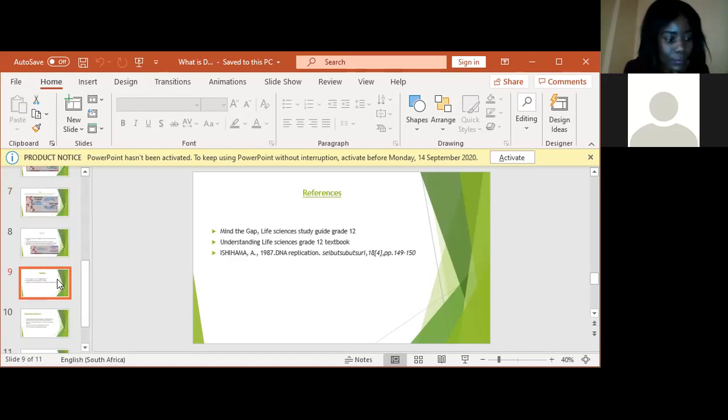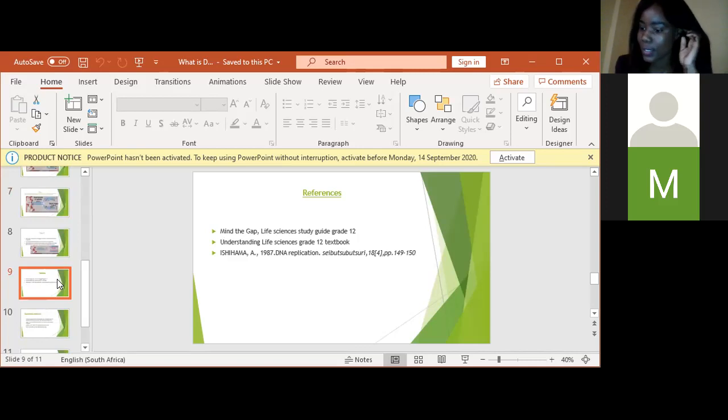Do you mind going back to the differences between the leading and lagging strand? Okay, let me explain the difference. A leading strand is the strand which is synthesized in the 5' to 3' direction, while the lagging strand is the strand which is synthesized in a 3' to 5' direction. Therefore, the leading strand is synthesized continuously, while the lagging strand is synthesized in fragments called Okazaki fragments.